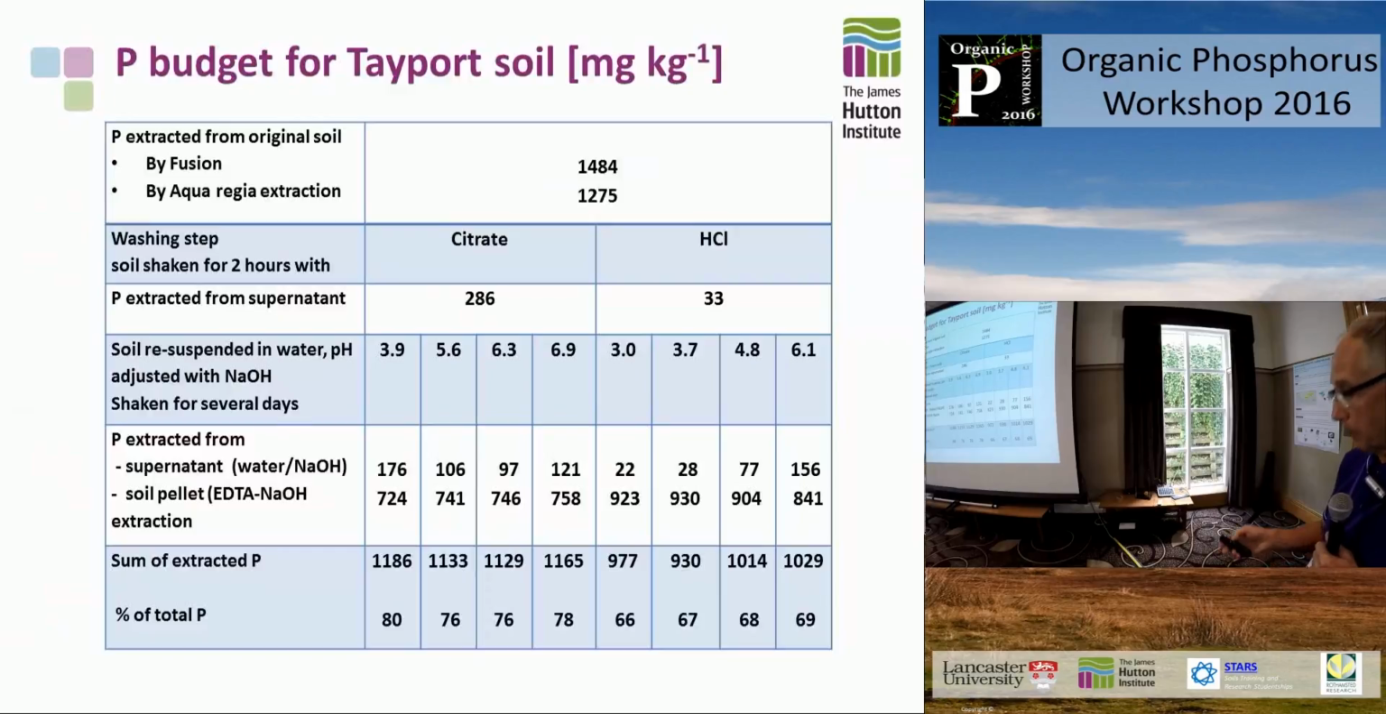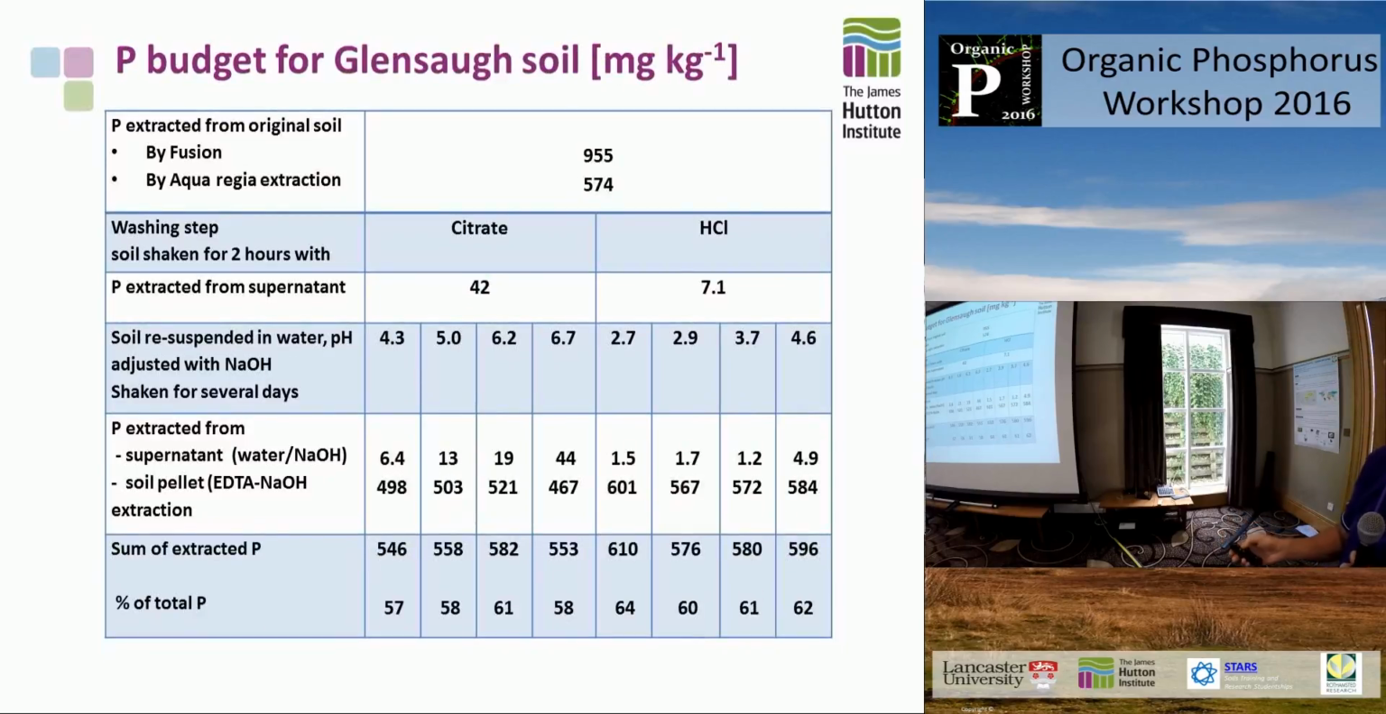This is just the total budgets, just to show what we're taking out. Interestingly, this is the difference between the total P in the soil by fusion method, this by aqua regia, and these totals here, the amount we've looked at, are actually based on the total amount. Same for the Glen soil, they're only accounting for about 60% of the phosphorus.